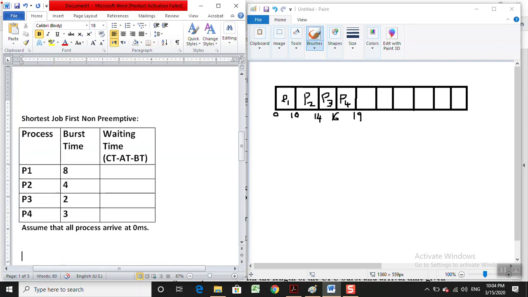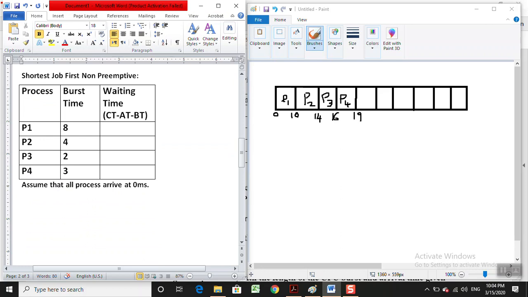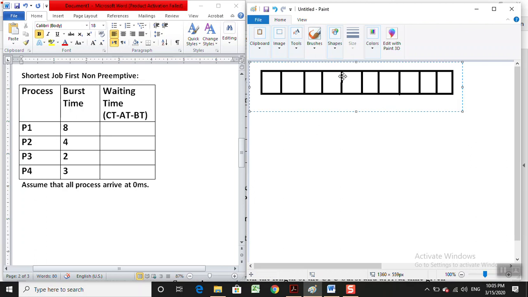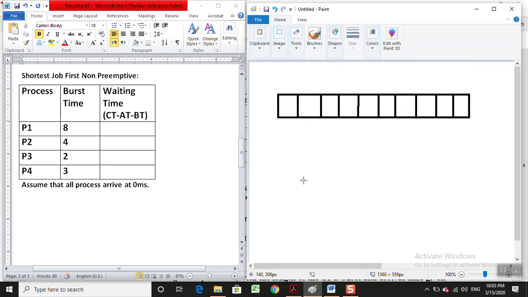All right, now moving on to another example, the shortest job first, non-preemptive version. Here also we have a set of 4 processes. In shortest job first, the process which has the shorter burst time will be scheduled first. Let us draw the Gantt chart for this, starting from 0.